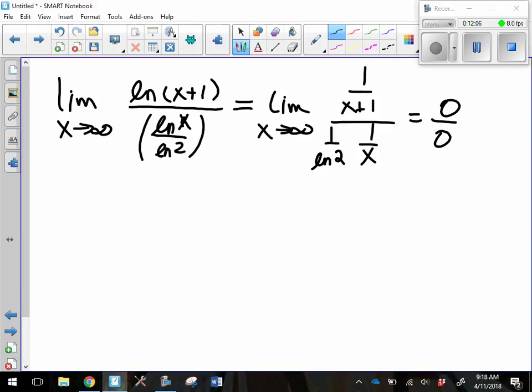Which means, once again, I have an indeterminate form. And once again, I can apply L'Hopital's rule. So I've got my limit as x goes to infinity.